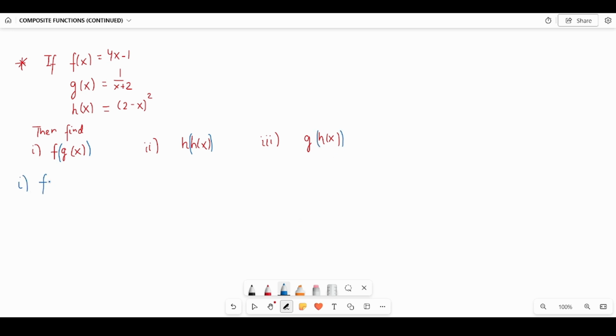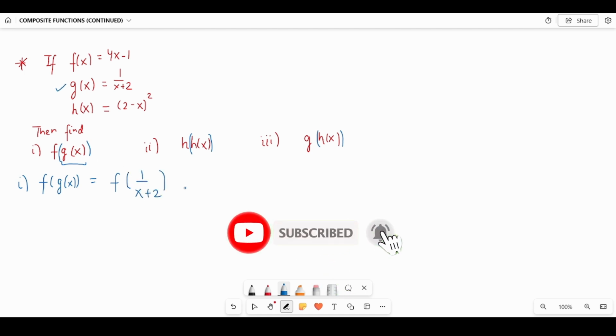So here we have to find the value of f of g of x. We know that we always put the value of the function that is written inside the parenthesis, which is basically your input. So the value of g of x is 1 divided by x plus 2. Now to find the value of f of 1 over x plus 2, we will see the function f of x. Now here in this function you can see the input is x. But in f of 1 divided by x plus 2, the input is 1 divided by x plus 2.